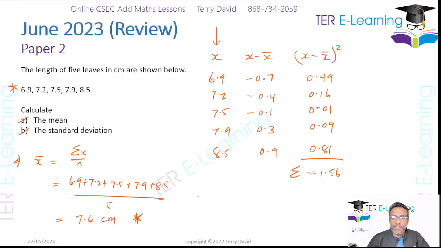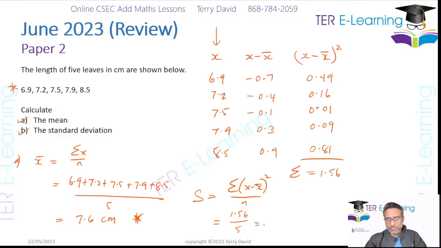So you want to get the standard deviation. Standard deviation is simply sigma of x minus x bar squared, over n. So in this case, it is going to be 1.56 over, how many do you have there? 5. Which is 0.312. I hope that's making some sense there.